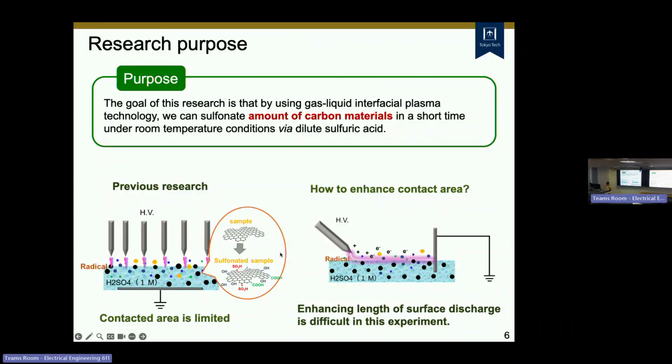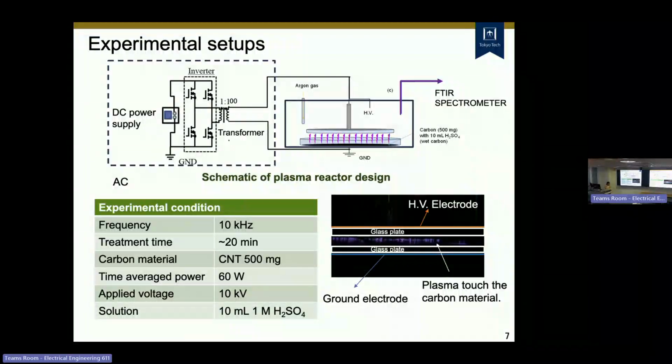So we try to think about how to enhance its efficiency, and then we think about how to enhance the contact area. However, because 1 mole per liter sulfuric acid has very high conductivity, around 40 millisiemens per centimeter, it's very difficult to generate the surface discharge above this sulfuric acid. Then we consider using this DBD plasma discharge with wet carbon.